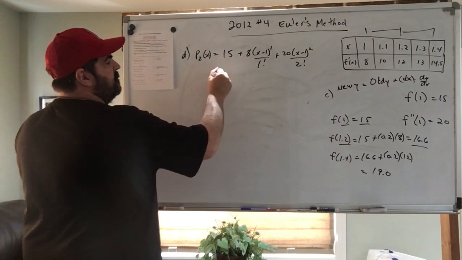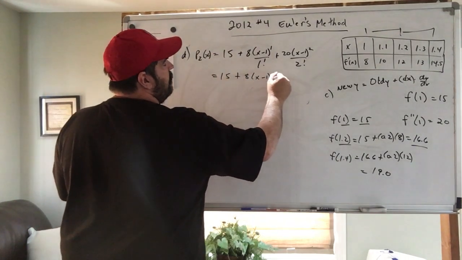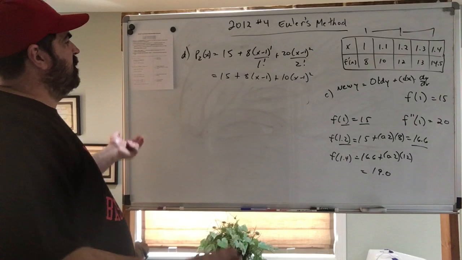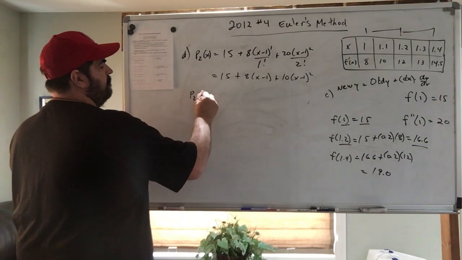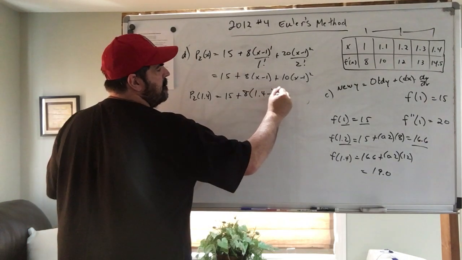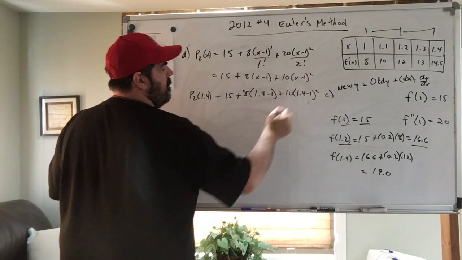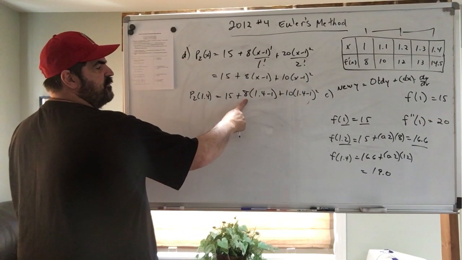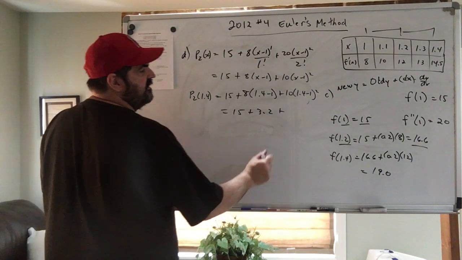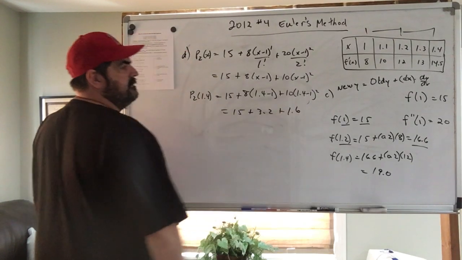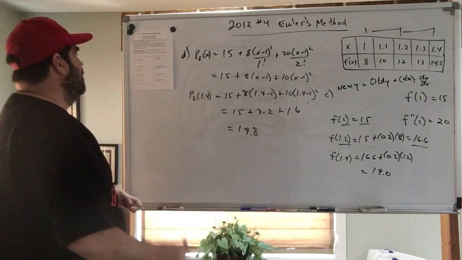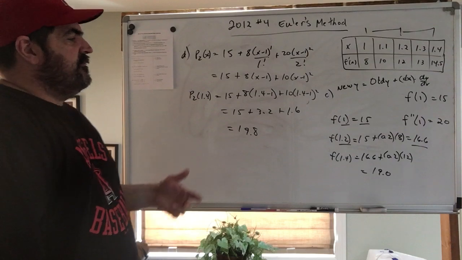Let's clean it up a little bit, since I'm going to be plugging into it. They want me to use it to approximate, shockingly, 1.4. So I plug in: 0.4 times 8 is 3.2, so I have 15 plus 3.2, and then 0.4 squared is 0.16, times 10 is 1.6. So my final answer, I get 19.8, I believe. Let's see what that was. Yep, 19.8. So those are all our different approximations.